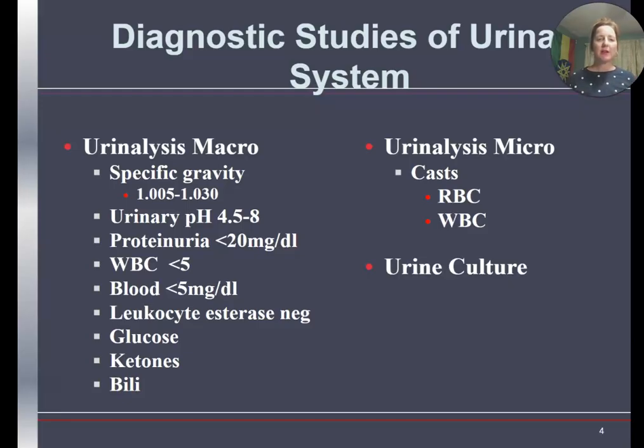So in your macro urinalysis, of course, we're looking at things that we can actually see. And some of this stuff is just a dip test that they can do to see it. Things like the specific gravity. We want to know, like, what is the density of this sample. The pH, also another dip. You can figure out the pH of it. And urine tends to be pretty acidic, as you can see, from 4.5 to 8.